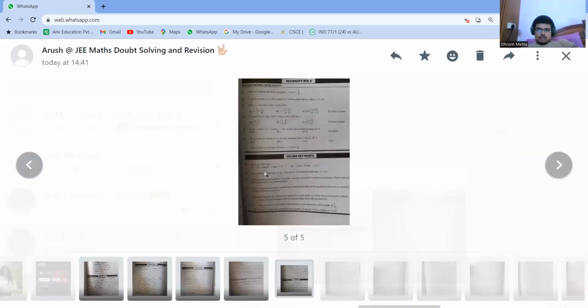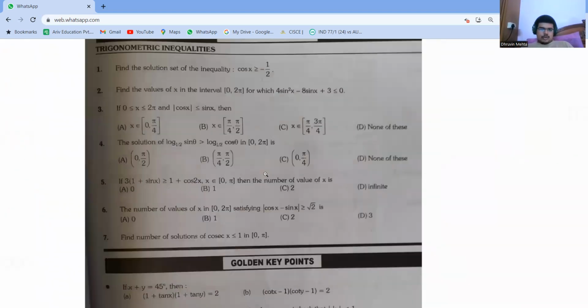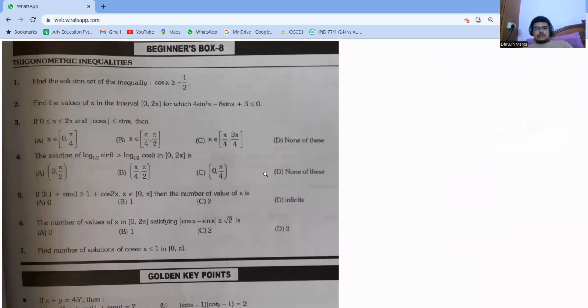What do we have next? Trigonometric inequalities. Okay, let's take this. There is no separate formula in this, we just have to use the basic concept. Let's take a basic sum to start with. So first one, cos x is greater than equal to minus half.